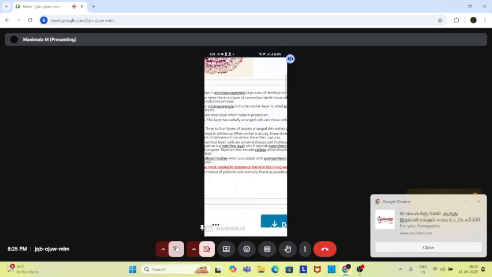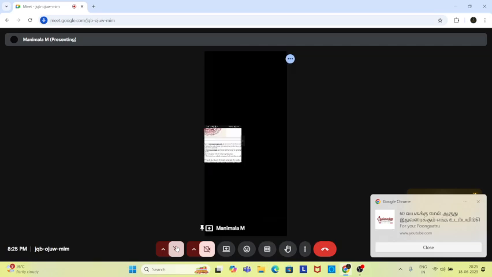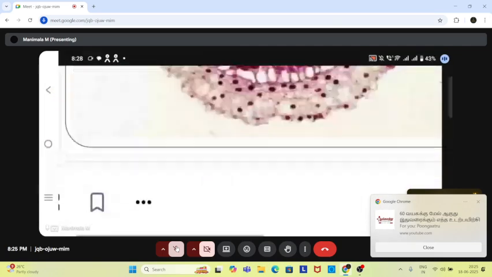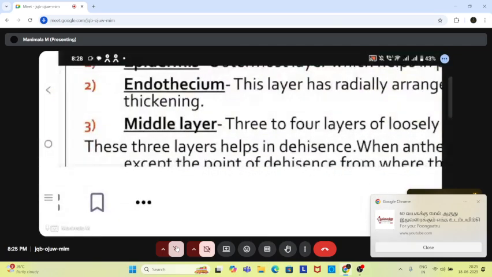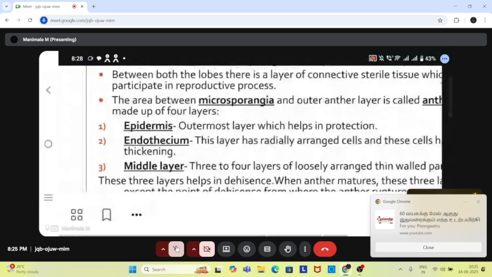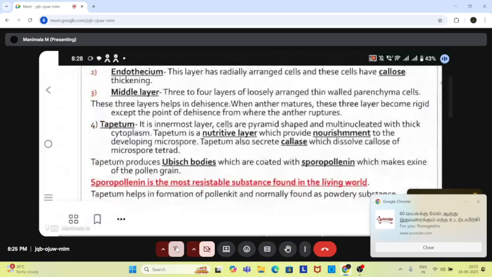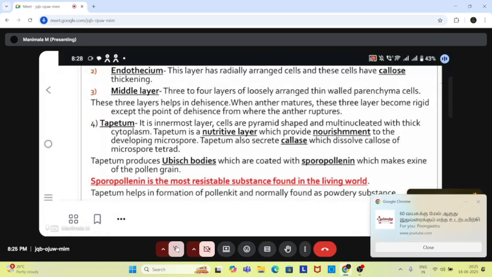The tapetum also secretes callase. Make a note of it. It secretes callase, which dissolves the callose of the microspore tetrad. Tetrad means the four chambers. So it is helpful for dissolving that.